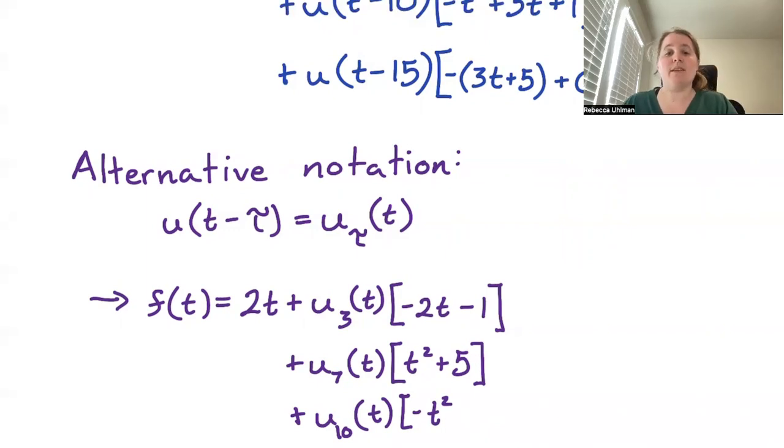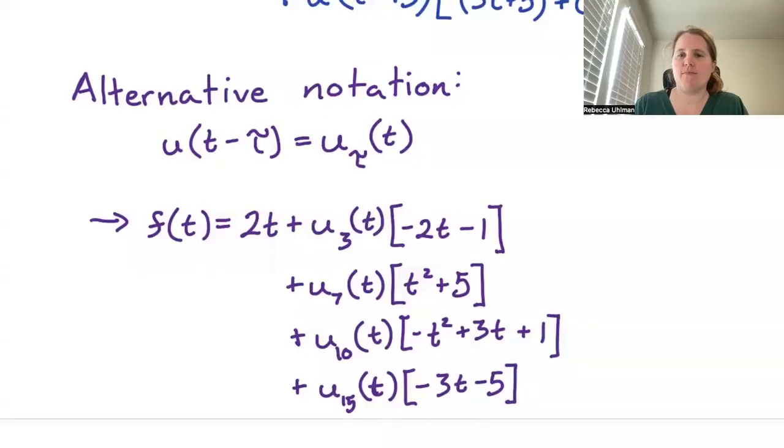So this is a perfectly acceptable alternative. I apologize, that last bit of the screen didn't update. One moment. So as I said, that last term then would have been u sub 15 of t times negative 3t minus 5. You're absolutely welcome to use either of these notations.